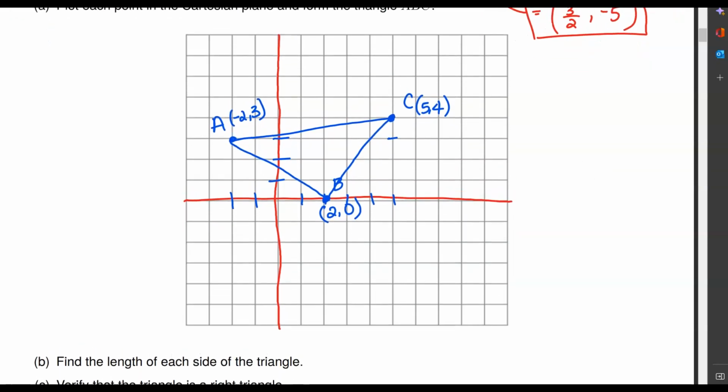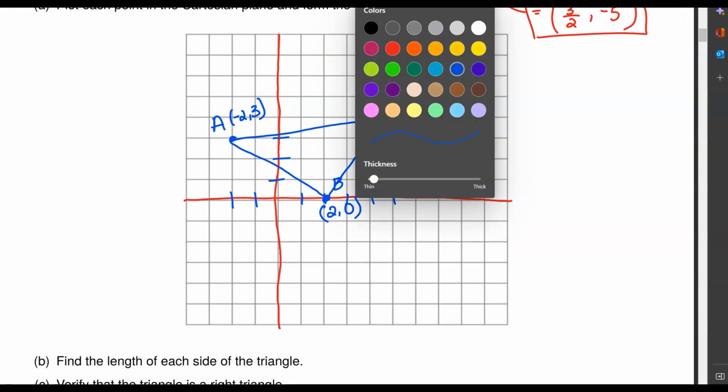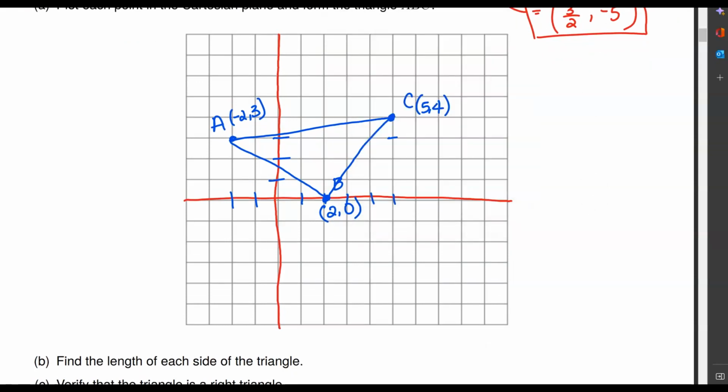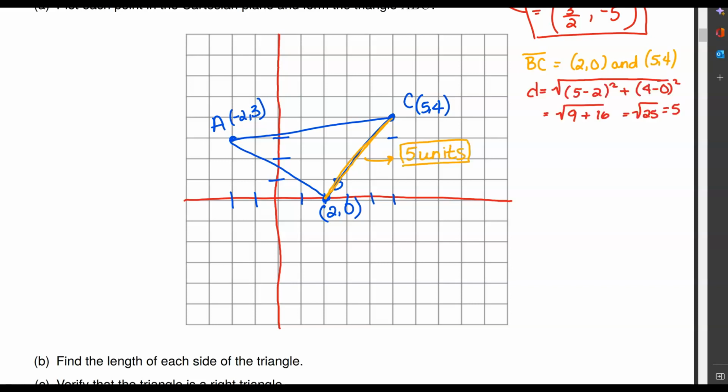Find the length of each side of the triangle. So we want to be able to calculate all of these distances. So take a moment and find this distance here. Let's start with B to C. What would this distance be? So that's going to be the distance between line segment BC, the points 2 comma 0, and 5 comma 4. All right, so take a moment to calculate that. All right, for B to C, that line segment 2 comma 0 to 5 comma 4, did you get 5 units? All right, so that's going to be a 5 unit difference.